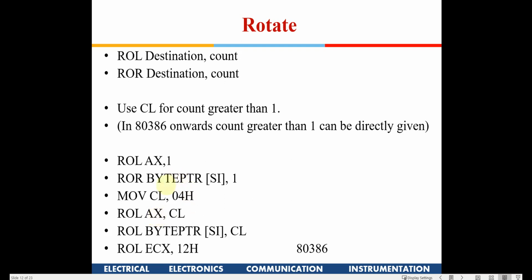This is rotate byte when you are specifying a memory location. Whether the word or the byte needs to be rotated has to be specified, and then 1 indicates that it is going to rotate by 1 bit. Here again, byte PTR: the memory location indicated by SI, that byte will be rotated 4 times because you have put 4 in the CL, right? Similarly, this is for 80386, where the 32-bit register is being rotated.